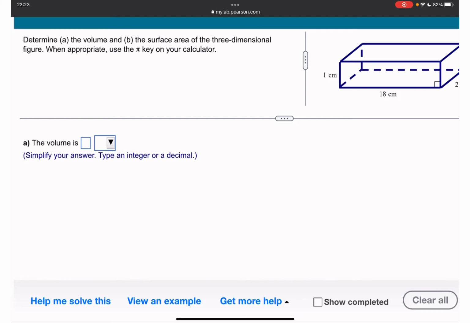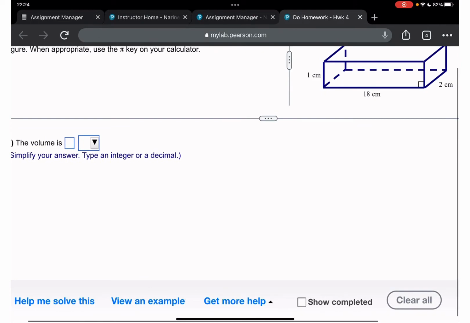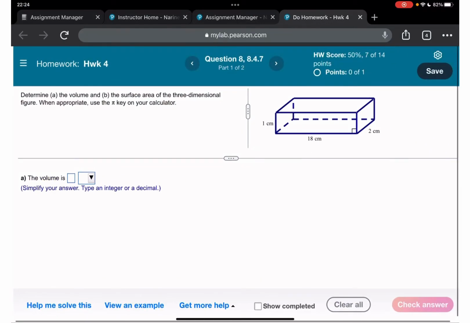All right, question number 8. What do we have? Volume. We need to find the volume. To find volume, we need to have width, length, and height. So height is 1 centimeter, length is 18 centimeters, and width is 2 centimeters. So I'm going to do 1 times 18 times 2.